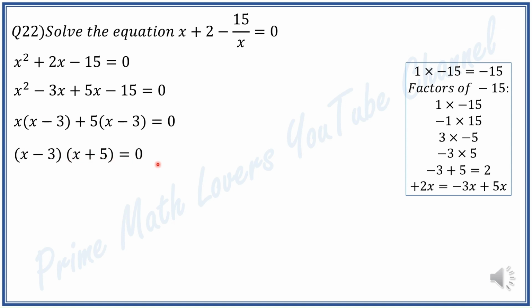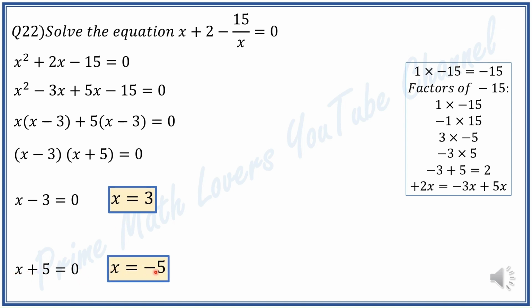When we have two factors multiplied together resulting in 0, it implies that each individual factor should be set equal to 0. We have x minus 3 is equal to 0, or x plus 5 is equal to 0. If x minus 3 is equal to 0, it means x is equal to 3. And x plus 5 is equal to 0 means x is equal to minus 5. So 3 and minus 5 are the roots of this second degree equation.